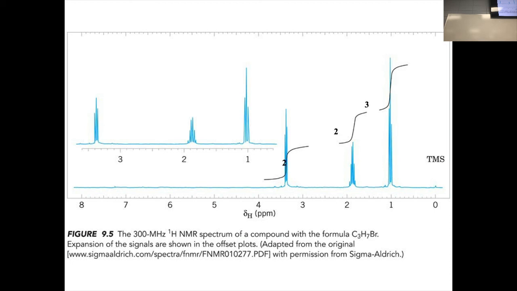And then this one has three hydrogens because of the integration, right? Then it has two neighbors, because it's the other end, furthest away from the bromine. Okay, so now if I start to put those together, what should the molecular structure look like? Just C3, C2, C2Br. One bromo.